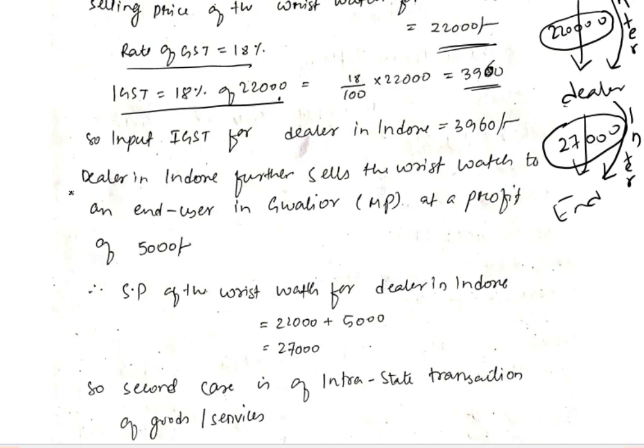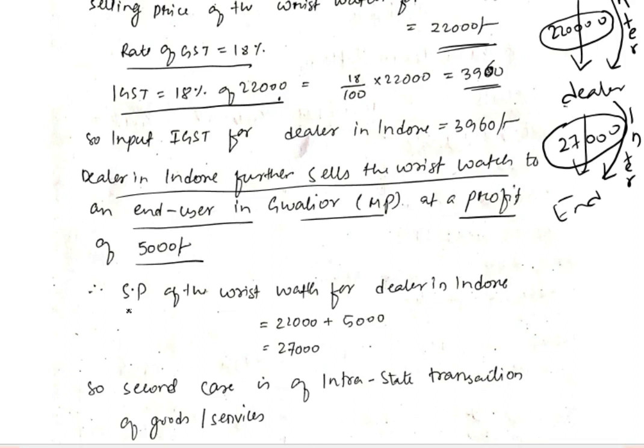And again, what has the dealer done? The dealer in Indore further sells the wristwatch to an end user, which is in Gwalior, at a profit of 5,000. So what will be the selling price? SP means the selling price. The selling price of the wristwatch for the dealer in Indore will be 22,000 plus 5,000. So that means 27,000 will be the selling price. Now on this 27,000, the dealer will collect an output tax.